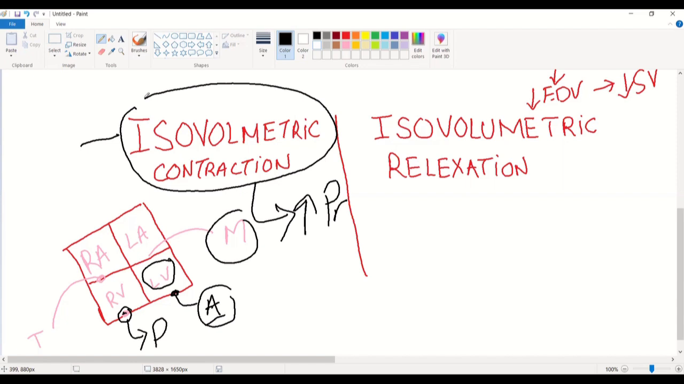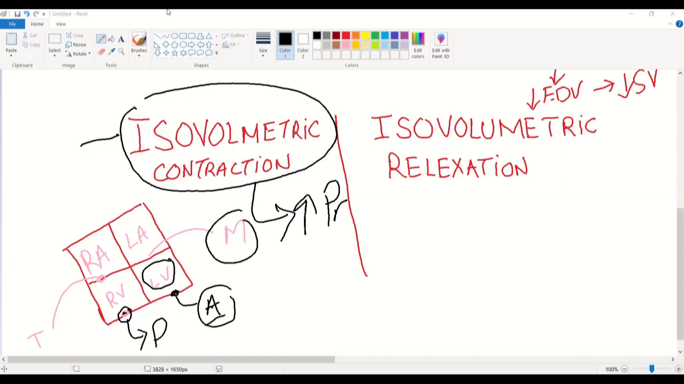So during contraction, that would be S1. You hear S1 because of the mitral valve. Normally, the physiological closing of the valve produces sound, right? So in isovolumetric contraction, the S1 sound is produced.